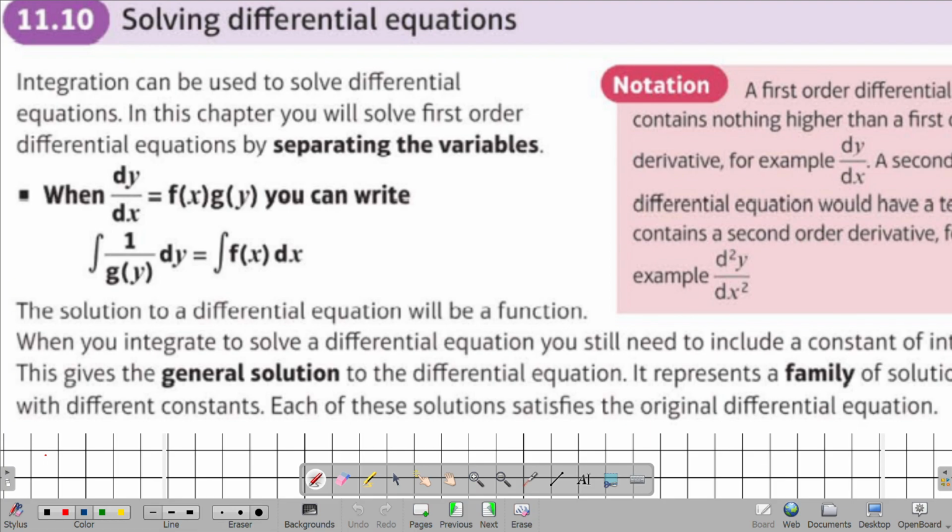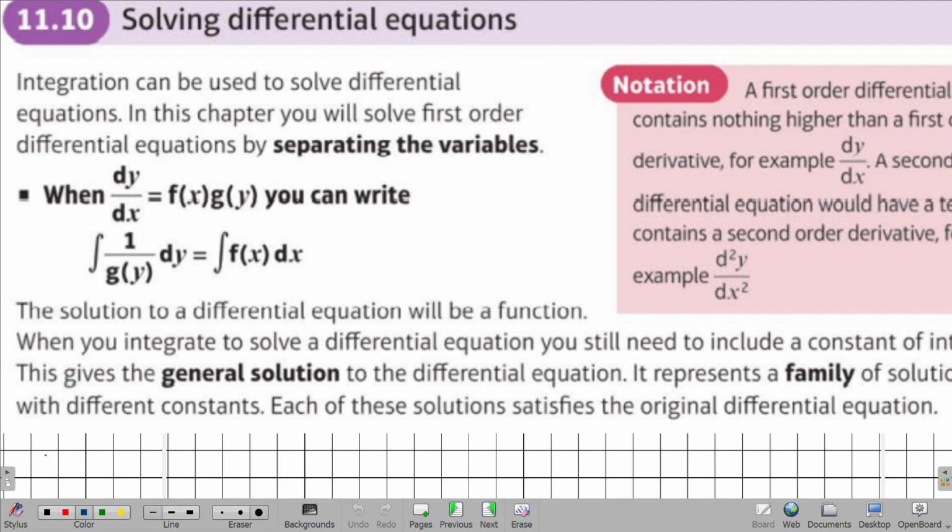Obviously, to solve a differential equation, it goes without saying we should be using integration, because we have found out that differentiation and integration are inverse processes. So we simply use the reverse differentiation process to solve differential equations. So we are going to restrict our solutions only to first order.